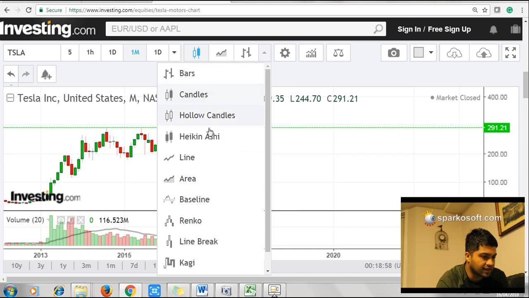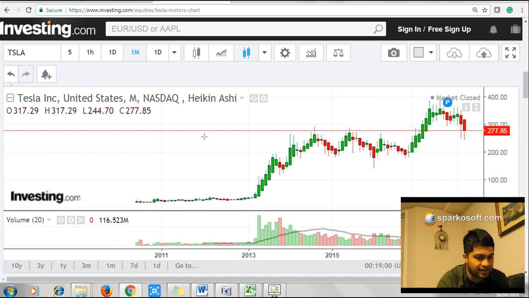Then there are Heikin Ashi candles. Heikin Ashi candles are smoothened candles. So instead of looking at normal candles, we try to reduce the noise that is there and we use smoothened candles. Okay, so let's go on to the next point.